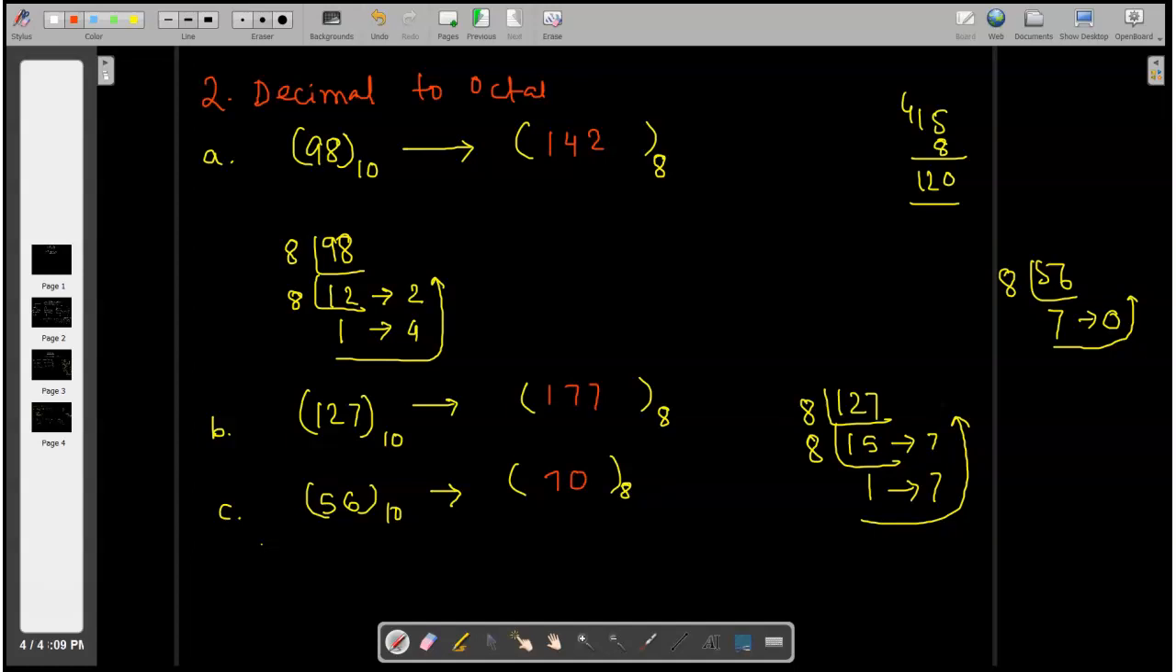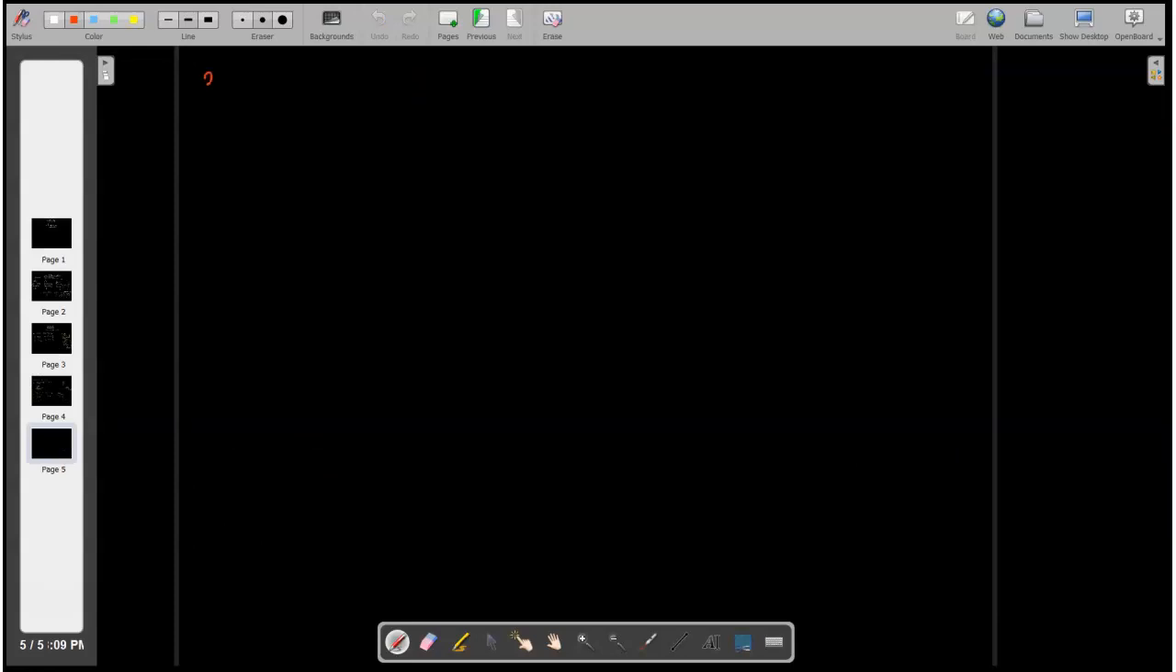Now we'll come to the third type of conversion, that is number 3, decimal to hexadecimal. I hope my handwriting is not too bad and it is readable. Decimal to hexadecimal, how do we do that? We need to first take a decimal number. Let's take a short number, 49.